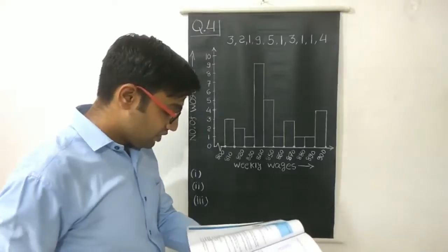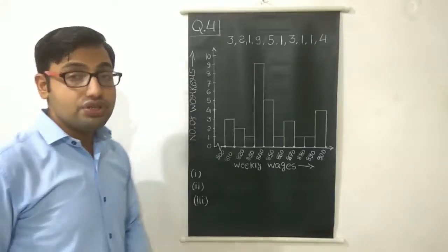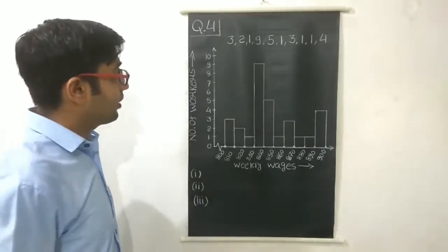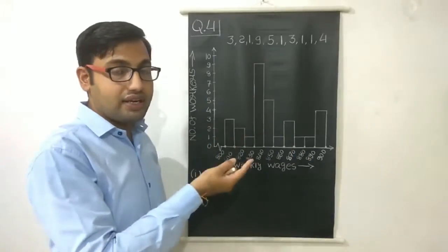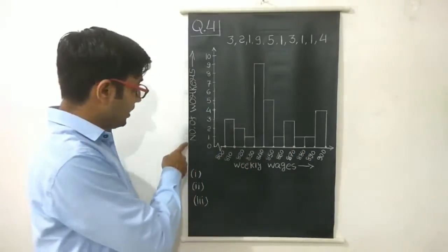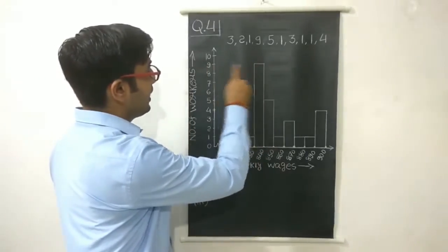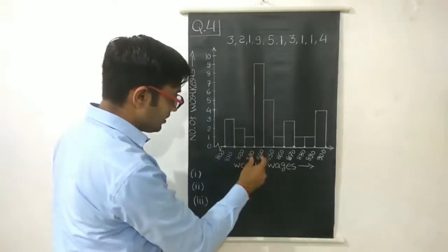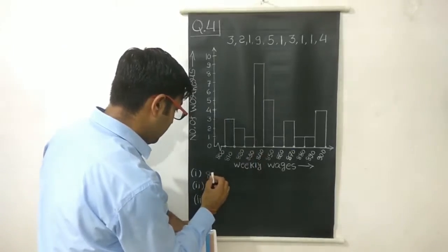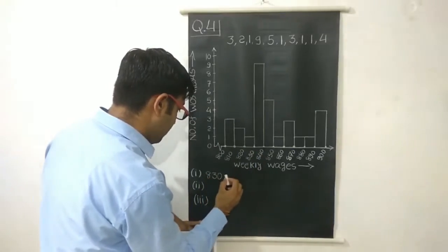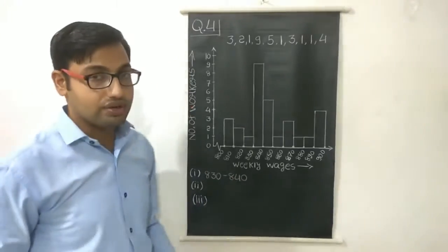So the first question is, which group has the maximum number of workers? See, the maximum height. What does the height represent? Height represents the number of workers. So the maximum height is of this bar, and that is 9. So which group is this? This group is 830 to 840. So this group has the maximum number of workers.